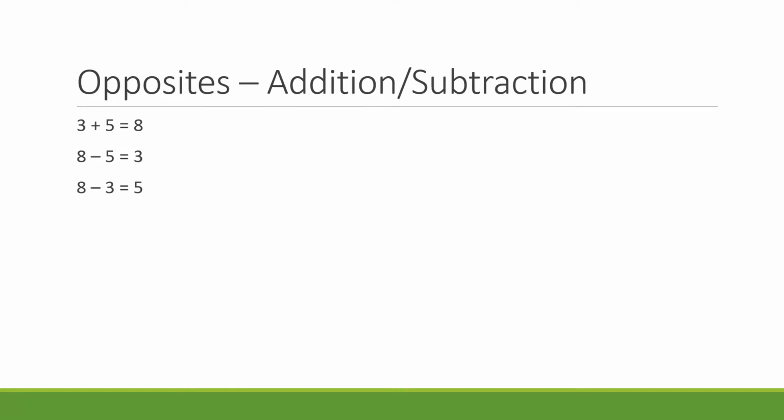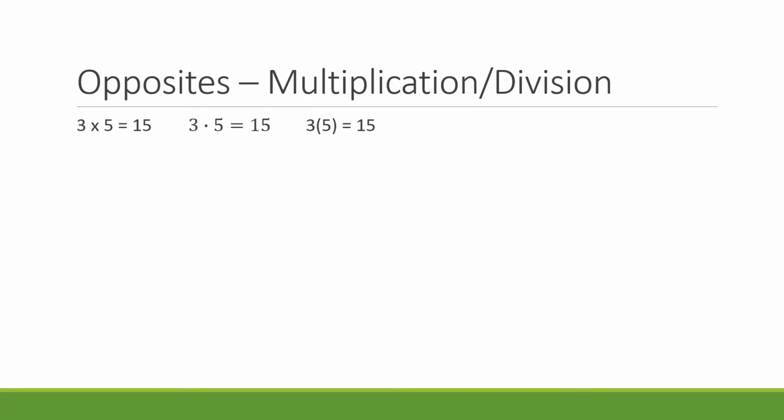So we've got inverse operations. They're kind of complements to each other. You can add things together and you can subtract them. Multiplication and division also give us the same inverse operations. 3 times 5 equals 15, and I've included some other notations here. So 3.5 also means 3 times 5, and 3 bracket 5 is also 3 times 5. So there are different ways of writing a multiplication statement.